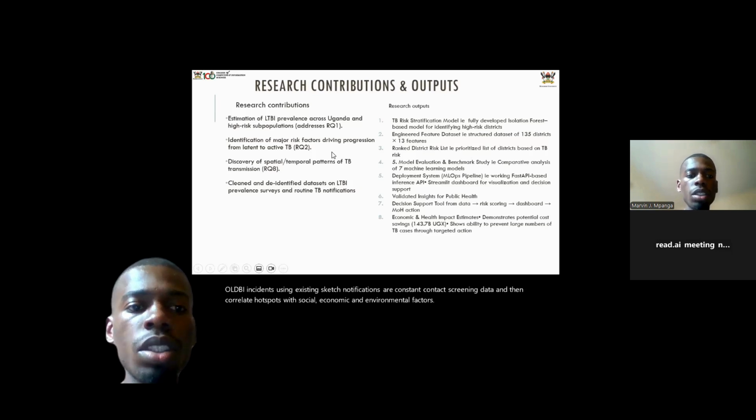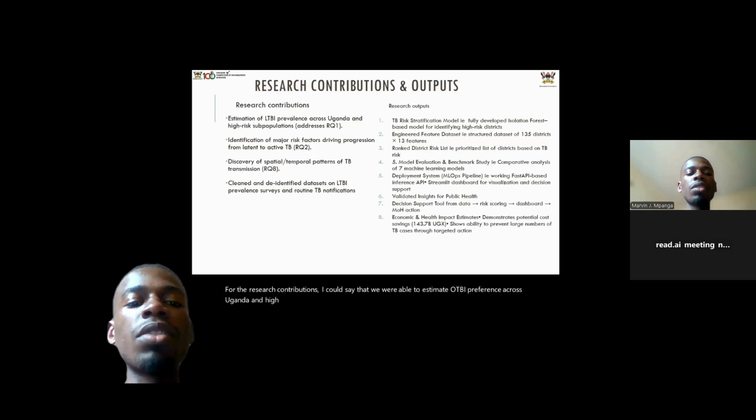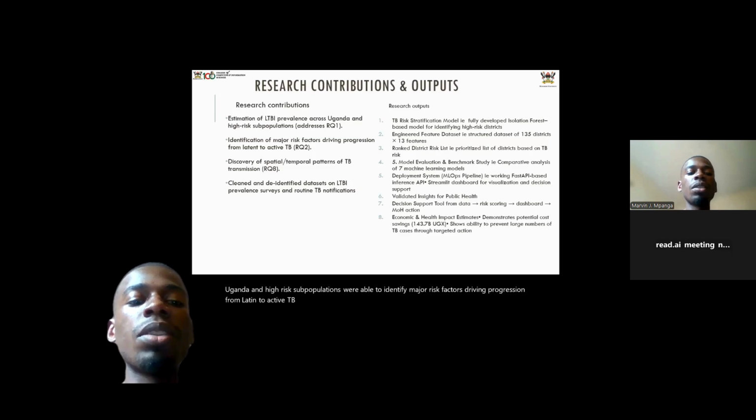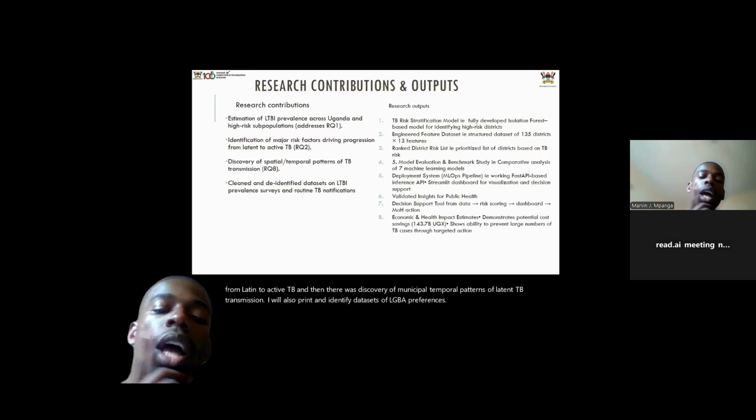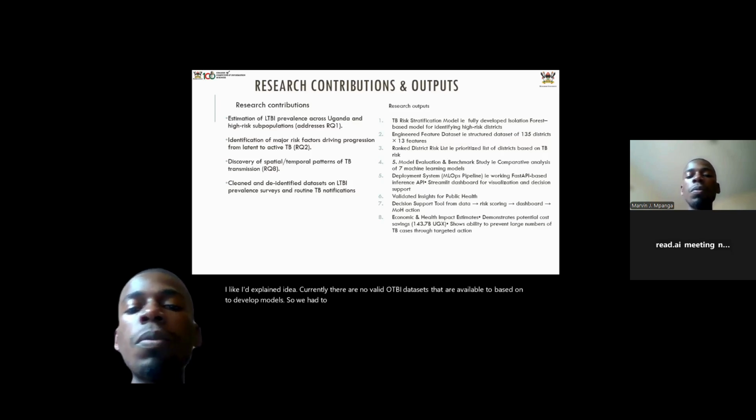For the research contributions, we were able to estimate LTBI prevalence across Uganda and high-risk subpopulations, and identify major risk factors driving progression from latent to active TB. There was also discovery of partial temporal patterns of latent TB transmission. We also cleaned and curated datasets of LTBI prevalence surveys and routine TB notifications. Like I explained earlier, currently there are no valid LTBI datasets available to develop models, so we had to come up with something of our own.